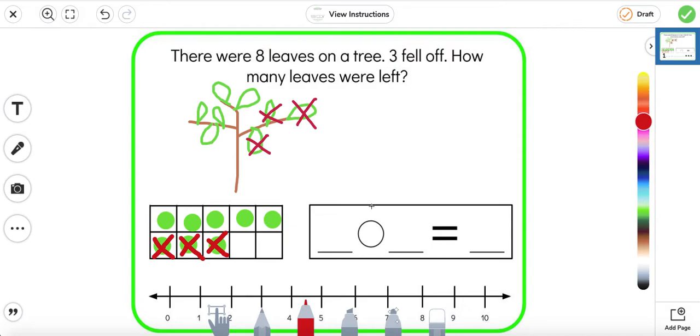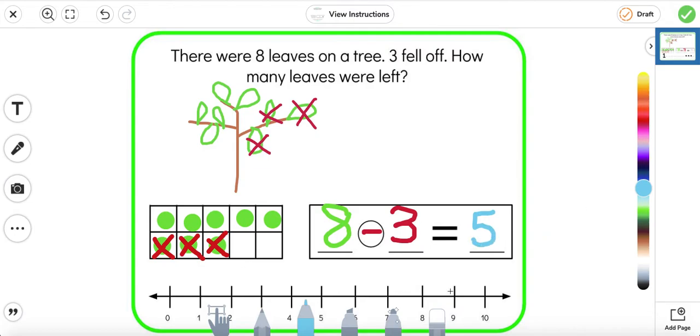Yes, we did. Now it's time to write our number sentence. So we have 8 leaves on the tree. 3 fall off. So that means we're going to be drawing our subtraction sign. We're taking away 3. And our answer is 5.